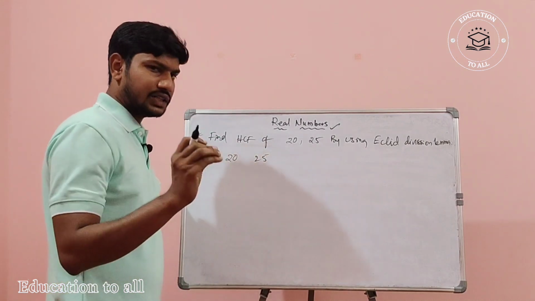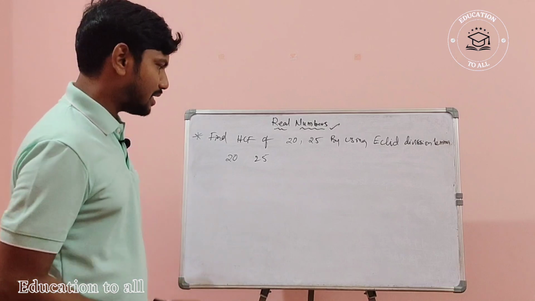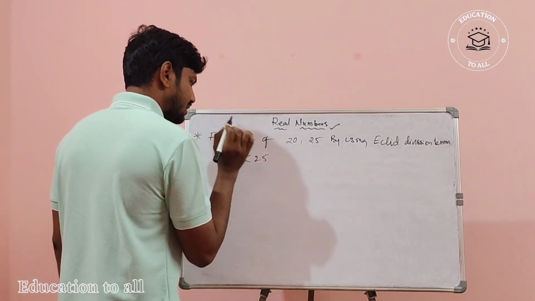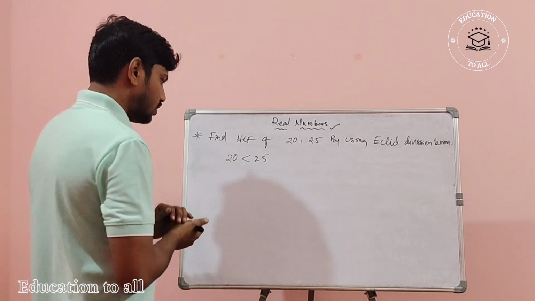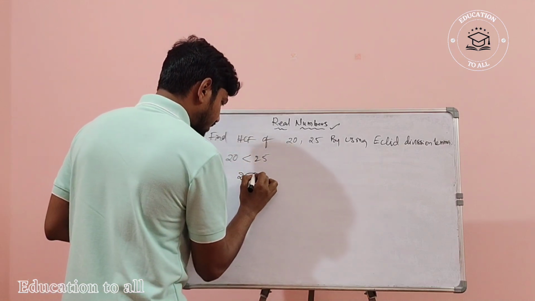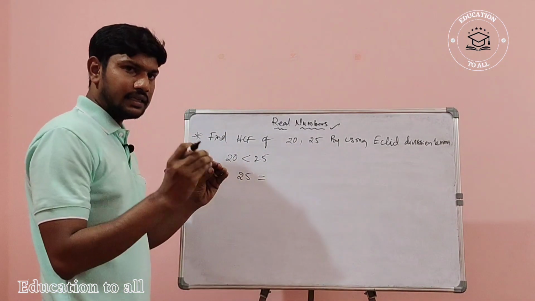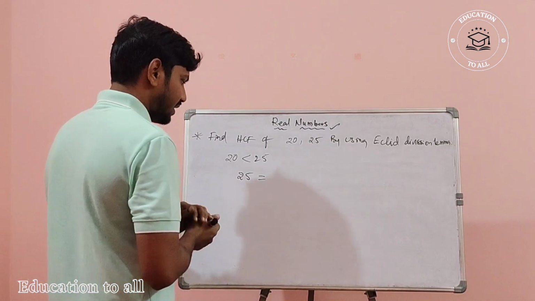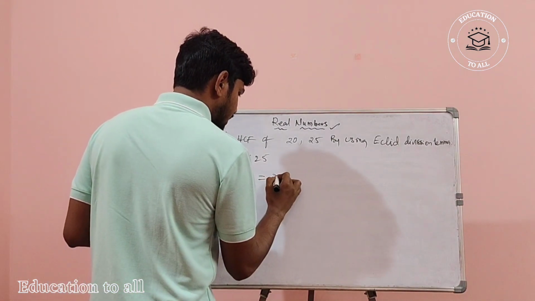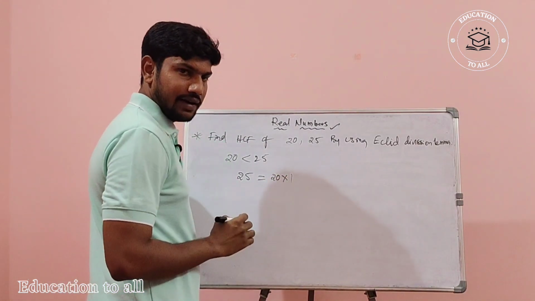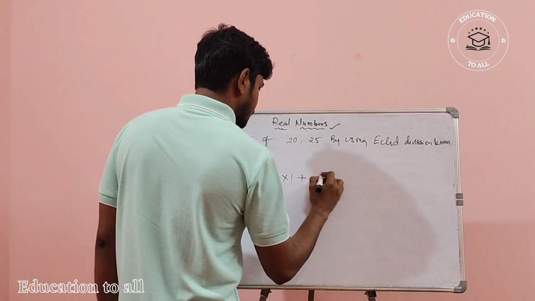First of all, we should decide which number is less and which is greater. 20 is less than 25, so we write the greater number first. 25 is equal to, with 20, how many times is it divided? 20 goes one time. What is the remainder? The remainder is 5.